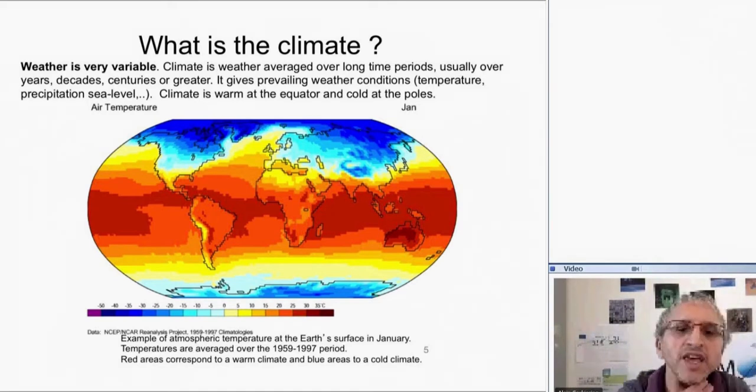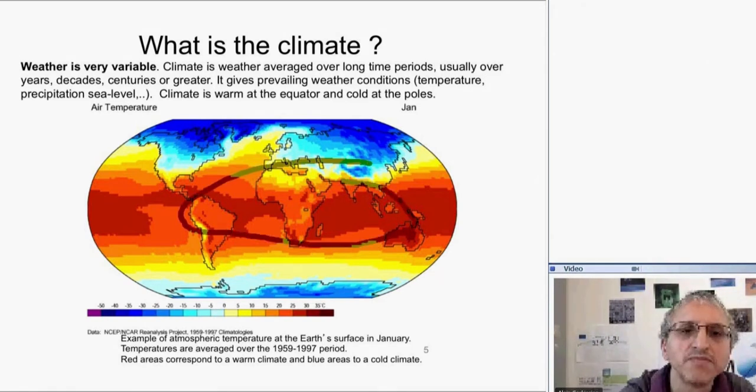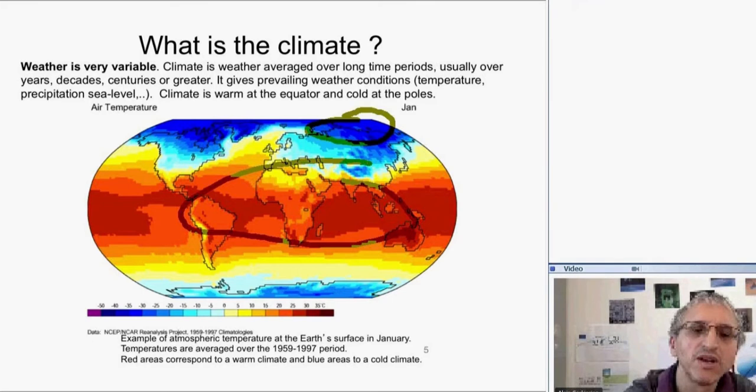What I'm showing here is a map of the air temperature at the surface, averaged over the 1959-1997 period. What you see in red is where the temperature is very high. Dark red is between 25 and 30 degrees Celsius, so it's a tropical climate. In blue, it's cold. Here it's very cold, below zero. So red areas correspond to warm climate and blue areas correspond to cold climate.